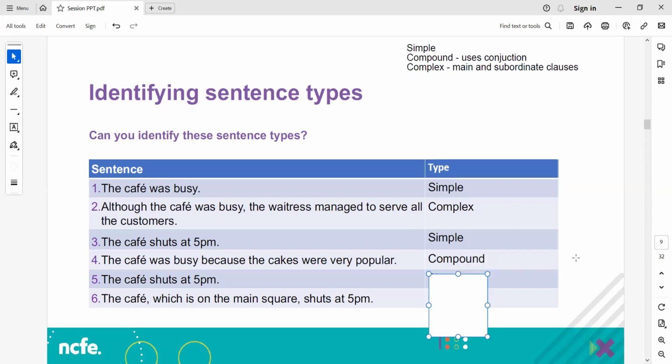The cafe shuts at 5 p.m. What type of sentence? Simple. Good. We've just got one clause that makes sense by itself. And the cafe, which is on the main square, shuts at 5 p.m. Complex. Excellent. So we've got our main clause, the cafe shuts at 5 p.m. It's been split in this example by the subordinate clause, which is on the main square. It is, as you've said, a complex sentence.